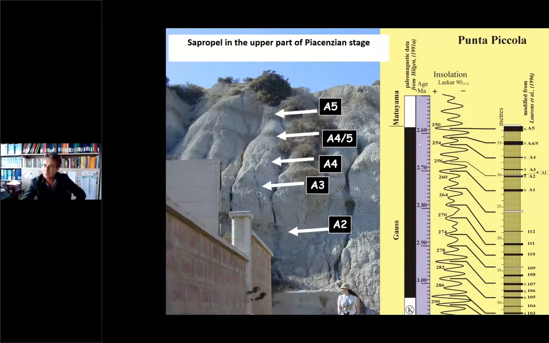Here we have an important magnetic change from Gauss to Matuyama. So at Punta Piccola, we have the Piacenzian stage. But unfortunately, a lot of buildings are covering the outcrop. So this is a big problem for the stratotype here.